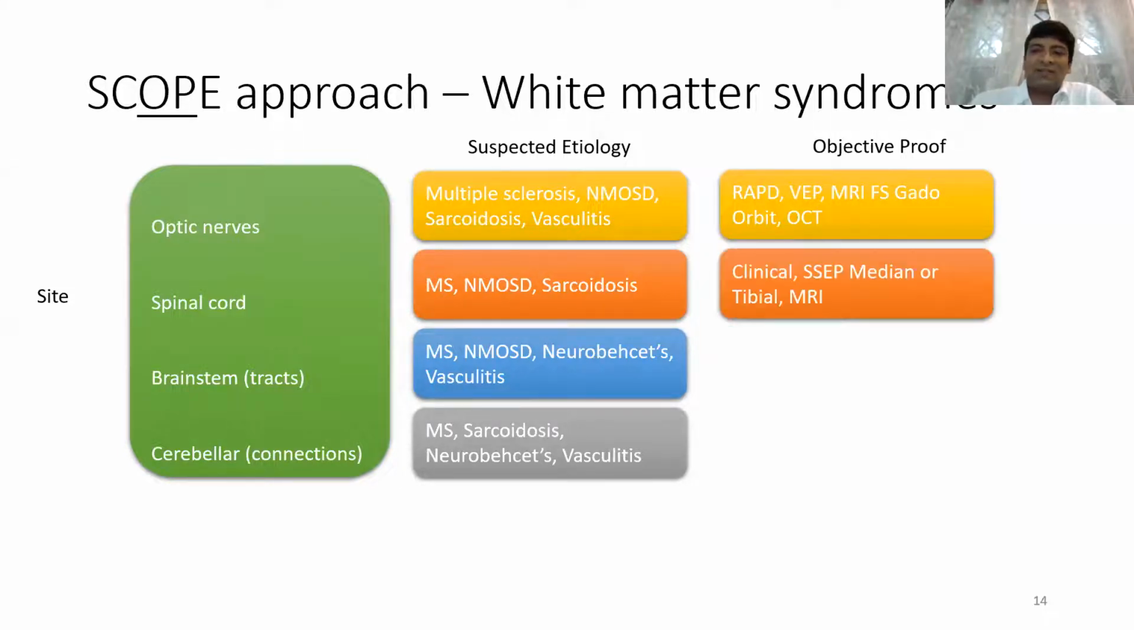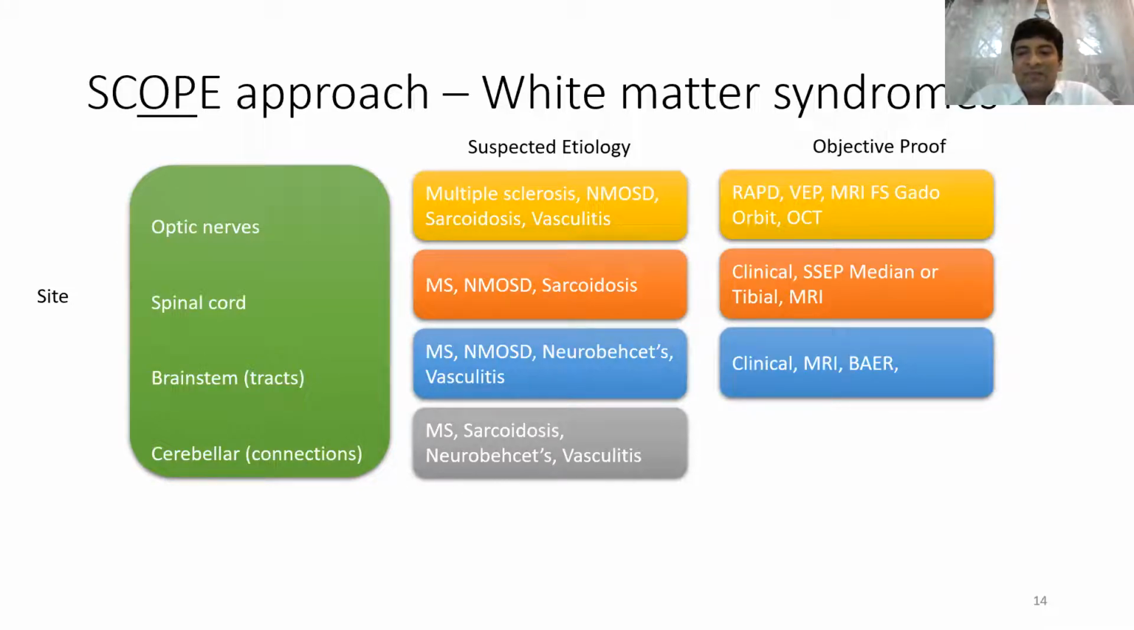For the spinal cord, in addition to clinical and MRI, the evoked potential studies are very useful and very sensitive for sensory dysfunctions. And transcranial magnetic stimulation can actually be used for motor as well in this context.